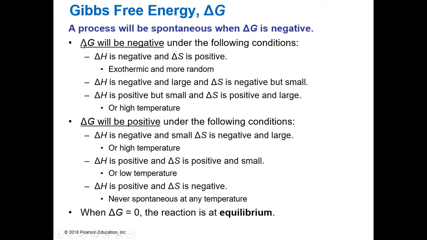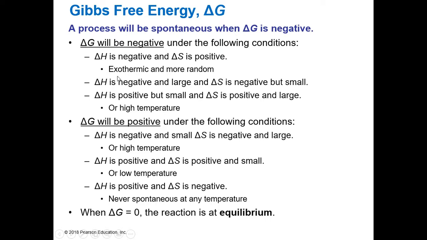So delta G will be negative if delta H is negative and delta S is positive. Therefore, it is exothermic, right? Because delta H is negative, and our delta S is going to be positive, meaning that we have a more random system. So therefore, our delta G will be negative, meaning that it is spontaneous.